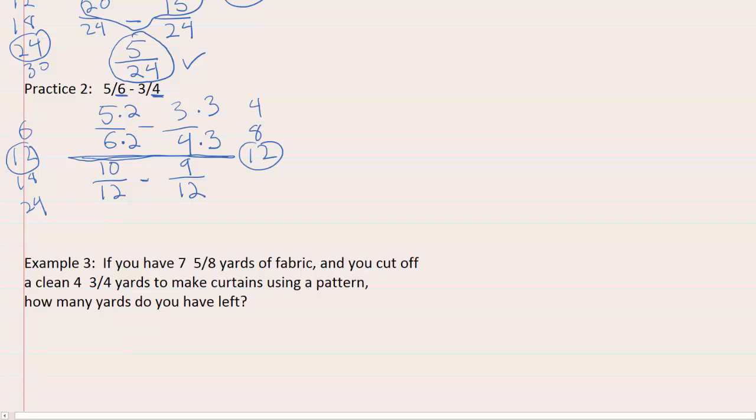Okay, so now I am ready to subtract. So I'll go ahead and take my top numbers, my numerators. 10 minus 9 will give me 1, and the bottom remains the same. My size pieces are still 12ths. So here I've got 1/12 is my final answer.